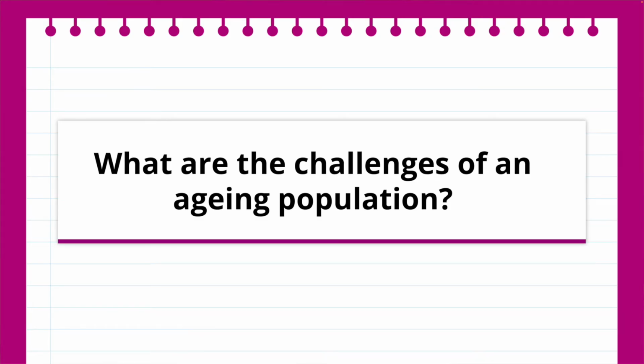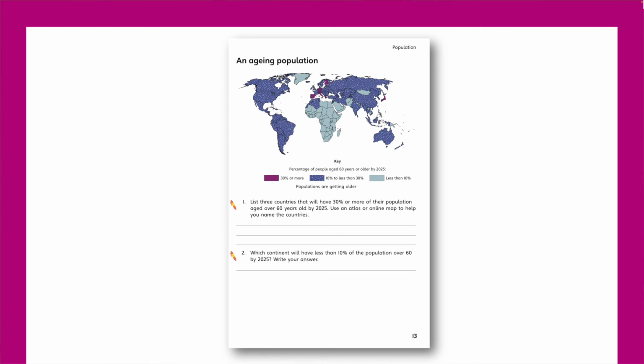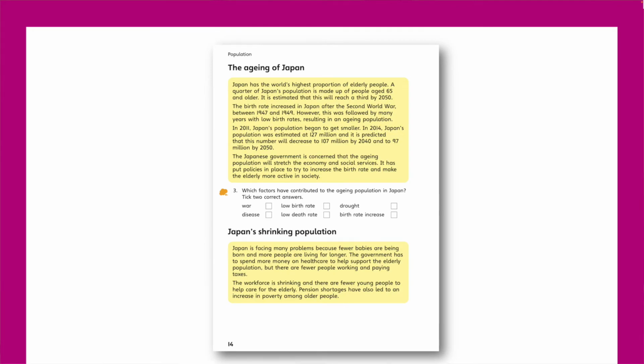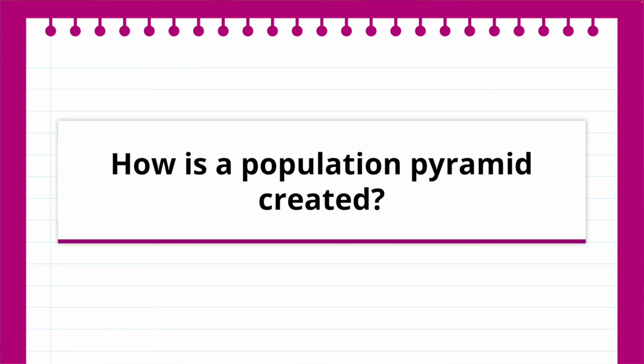Lesson 3 asks, what are the challenges of an ageing population? Pupils will learn about the countries with an ageing population, with a key focus on Japan. The pressures that are caused by an ageing population will be explored, including increased healthcare costs and a smaller proportion in the workforce.